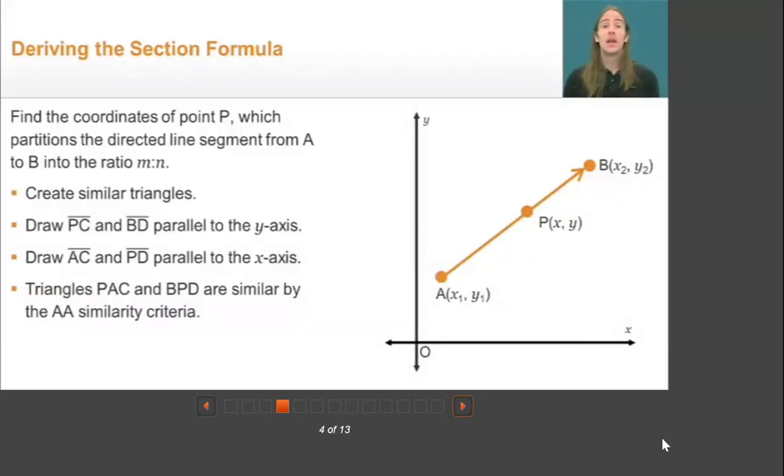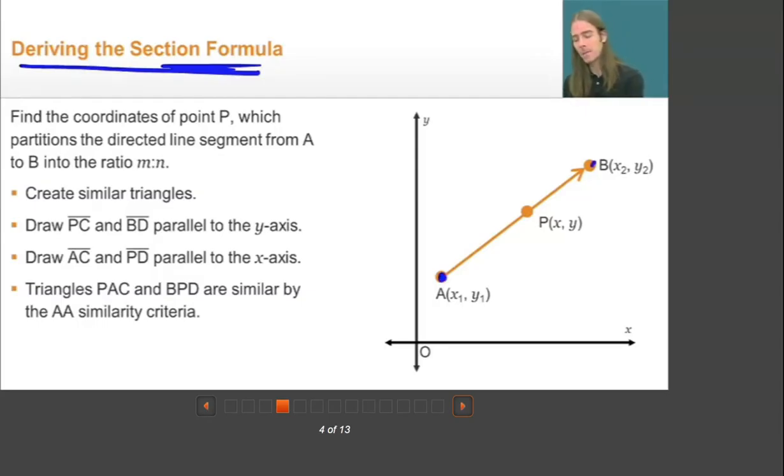We're going to partition a directed line segment in the coordinate plane. And we're going to do this in a way that's totally general. So in doing this, we'll actually derive what's called the section formula. Here we're given a directed line segment that goes from A to B. And I can see that because we're doing this in general, I've got the unknown variables x1, y1, and x2, y2 for the coordinates of A and B.